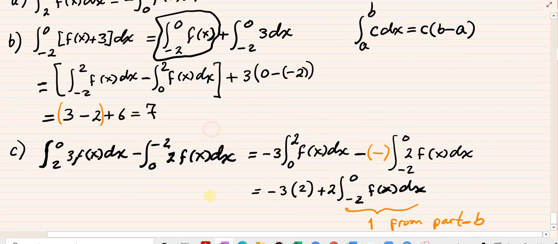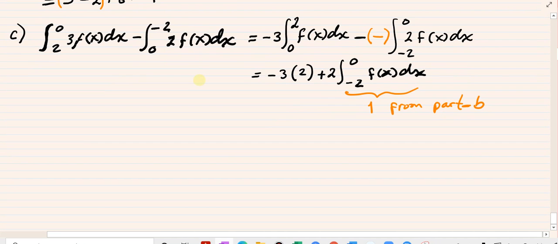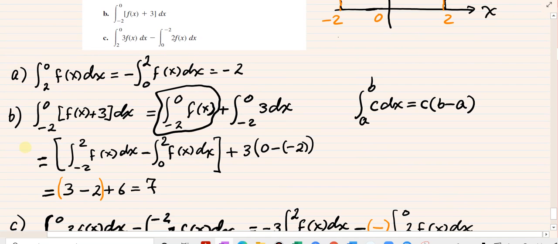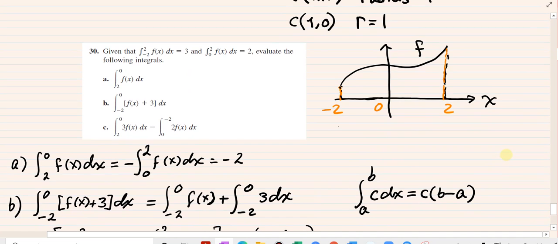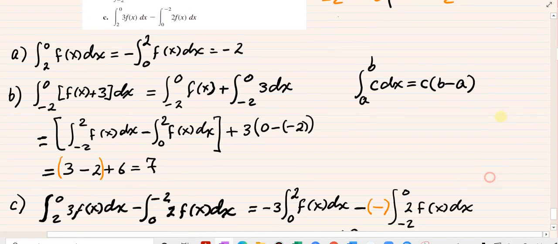Okay, so you can see the work for that. And we're good to go. We got all the components of it. So that's negative 6 and then plus 2 times 1. The answer is going to be negative 4. Okay, and there we have it. Hopefully, again, you follow this one. Drawing the region really helps me, so I encourage you to do the same.